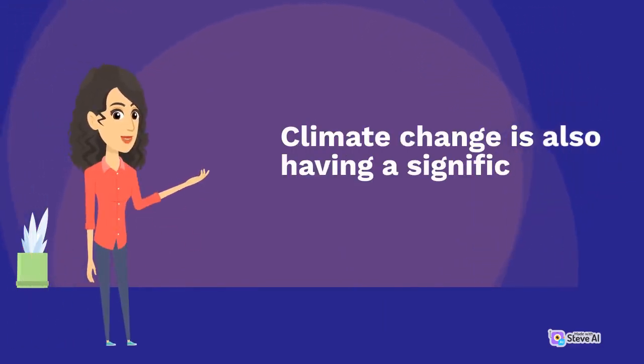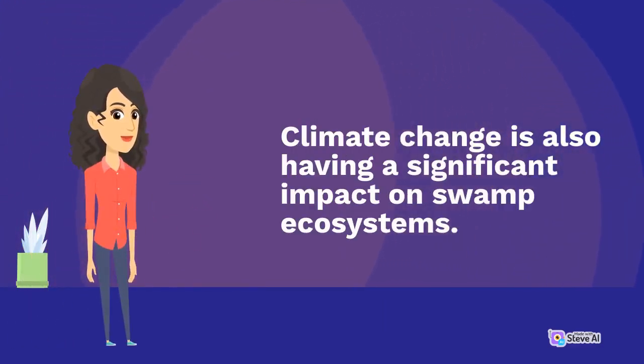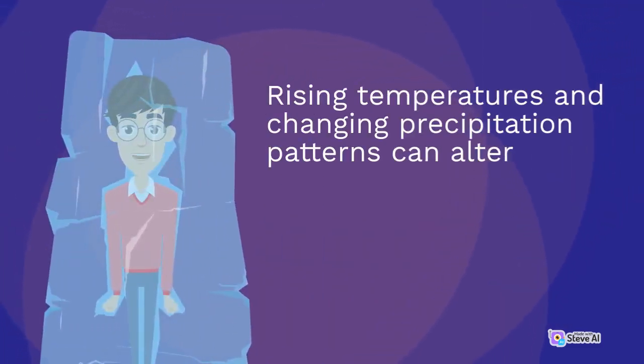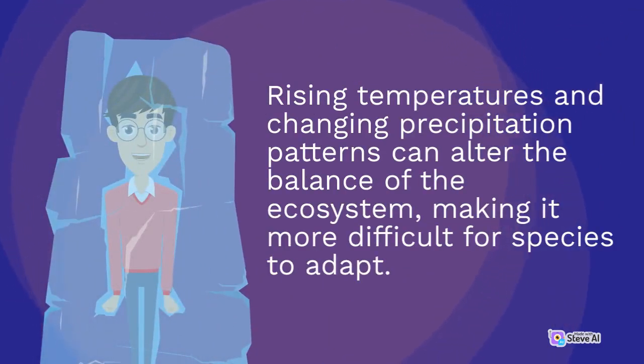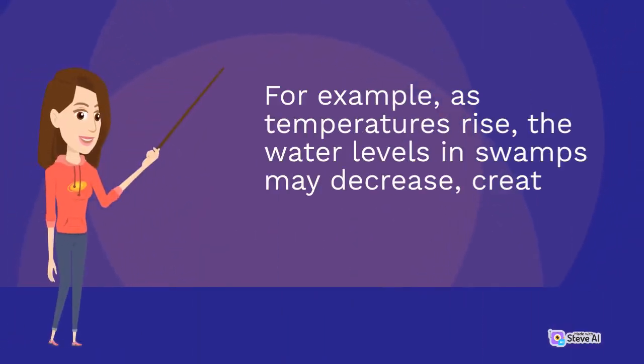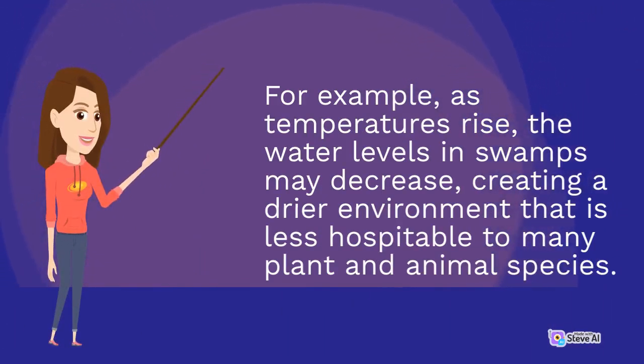Climate change is also having a significant impact on swamp ecosystems. Rising temperatures and changing precipitation patterns can alter the balance of the ecosystem, making it more difficult for species to adapt. For example, as temperatures rise, the water levels in swamps may decrease, creating a drier environment that is less hospitable to many plant and animal species.